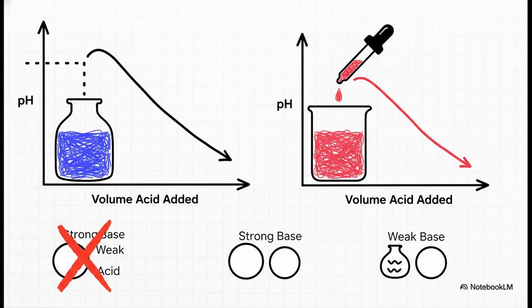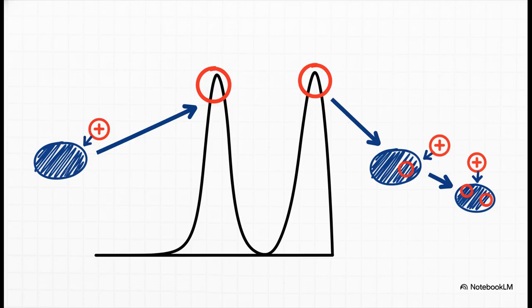Then, as we add the other chemical from the dropper, the titrant, you see the pH drops. Well, what makes pH drop? An acid. So that immediately rules out titrating an acid with a base. Suspect number 1, gone. Now here's the really crucial clue.